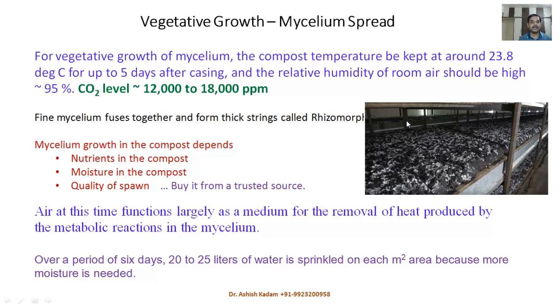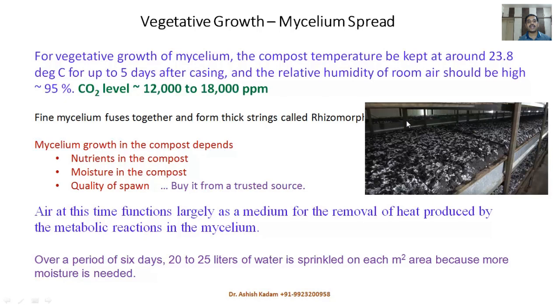Again I am repeating that we have to maintain a certain environment, and this environment is very important. Here one fine thing you can understand: I am saying the compost temperature, I am not saying the room temperature. The compost temperature we have to maintain at 23.8 degrees centigrade, and the humidity of the air has to be 95%, because the compost should not get dried out. If the humidity of the air is very low, then what will happen? The moisture will be lost from the compost and the compost will become dry.